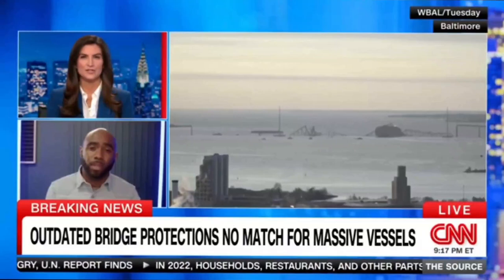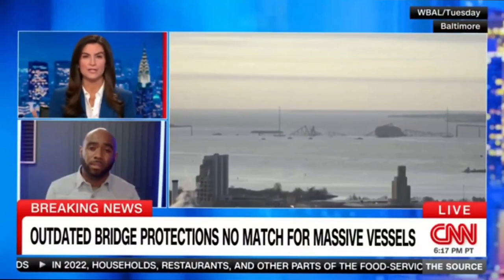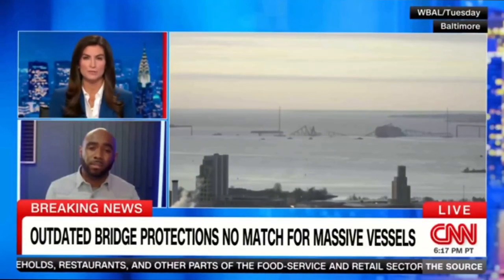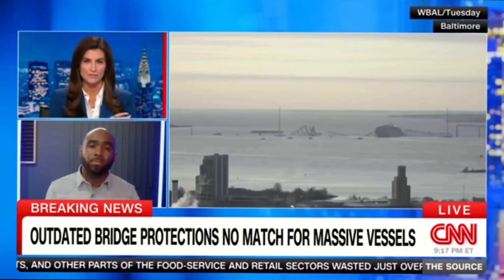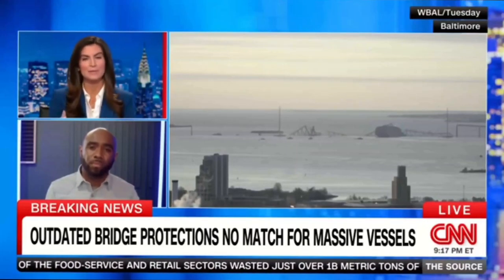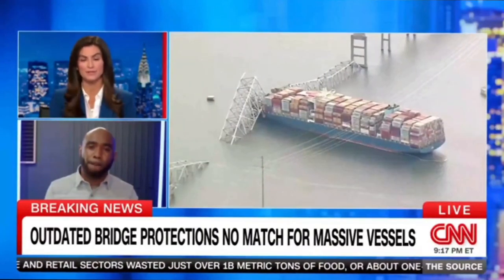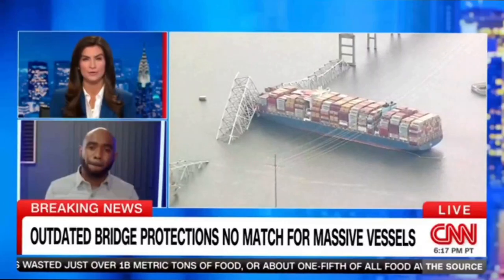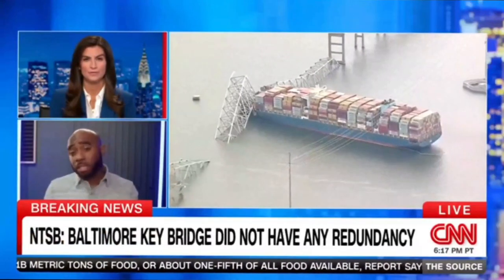So, as they're talking about the massive undertaking that is rebuilding this bridge, obviously a lot of steps before that. Is that something that would be different in the reconstruction this time around? Yeah, a couple of things would be different.